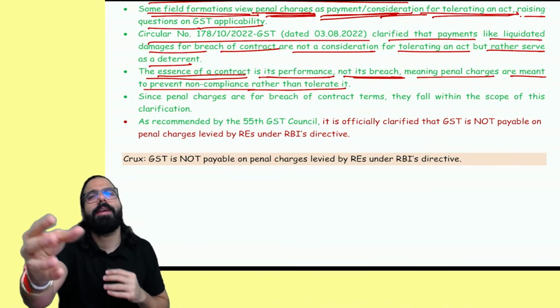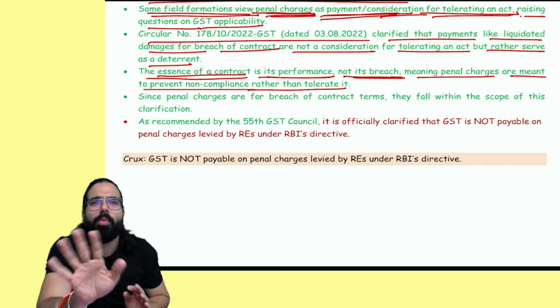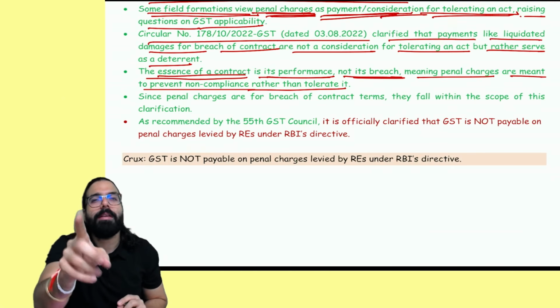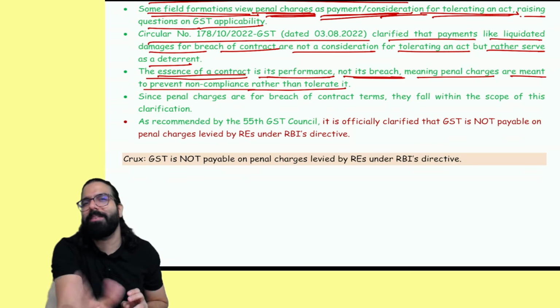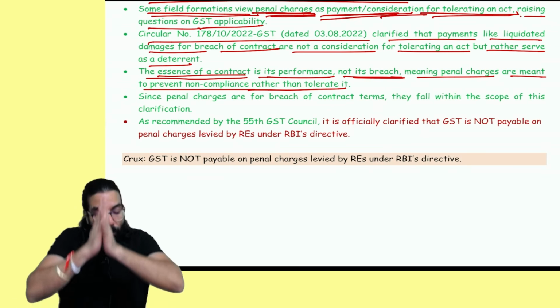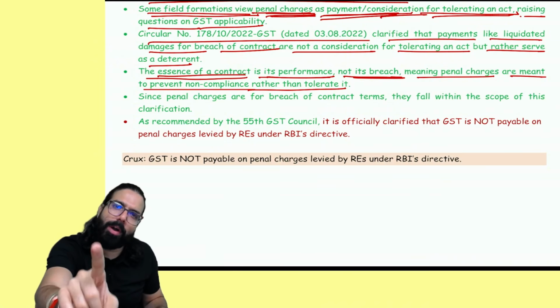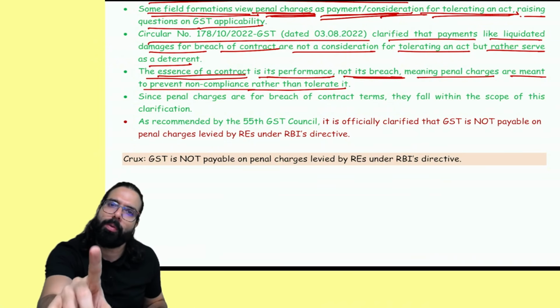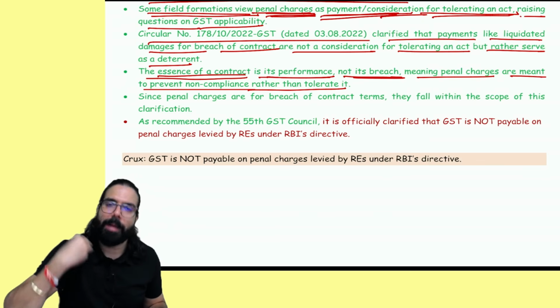The bank is not charging you penal charges because the bank is ready to tolerate. The bank is telling you, I don't want you to delay my payments, and that is why I'm charging you penal interest. Now penal interest is renamed by RBI as penal charges. So the bank is charging you penal charges because it does not want to tolerate your act. The bank is telling you, I want you to make the payment on time. I want you to perform the contract on time. Make the EMI payments on time.